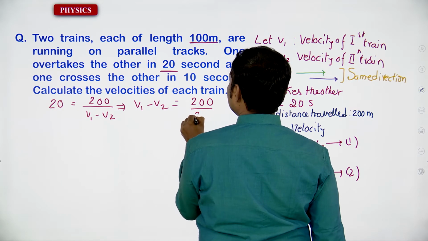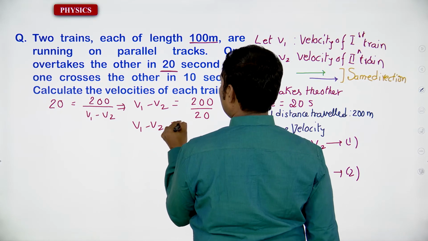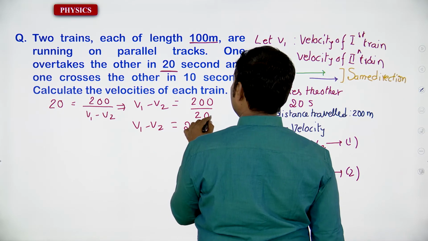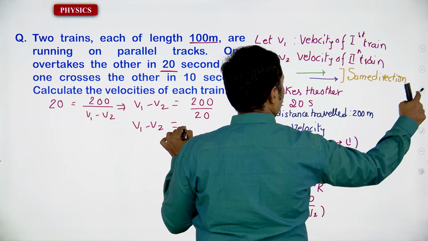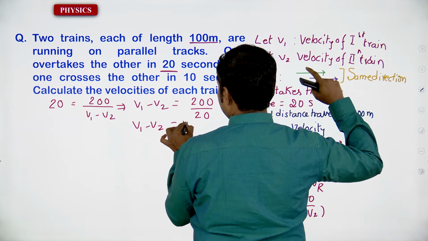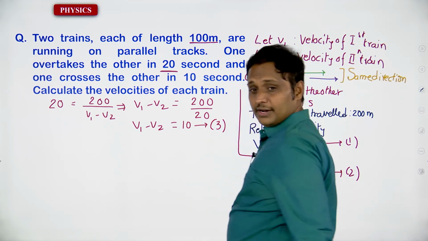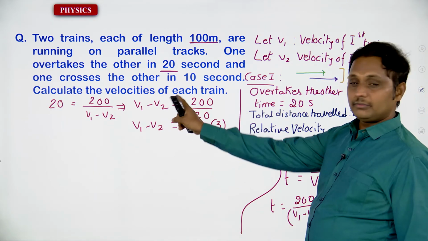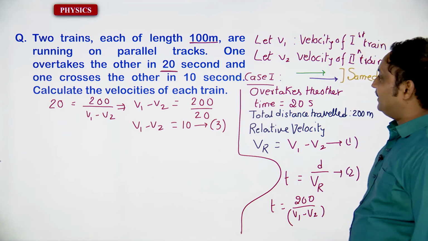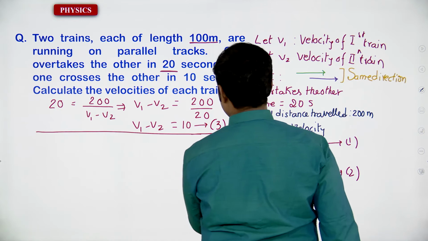200 by 20. Therefore, V1 minus V2 is equal to 10. This is equation number 3. Have a look into the calculation part and you will easily find that out. This is one case. We would like to go for the next.